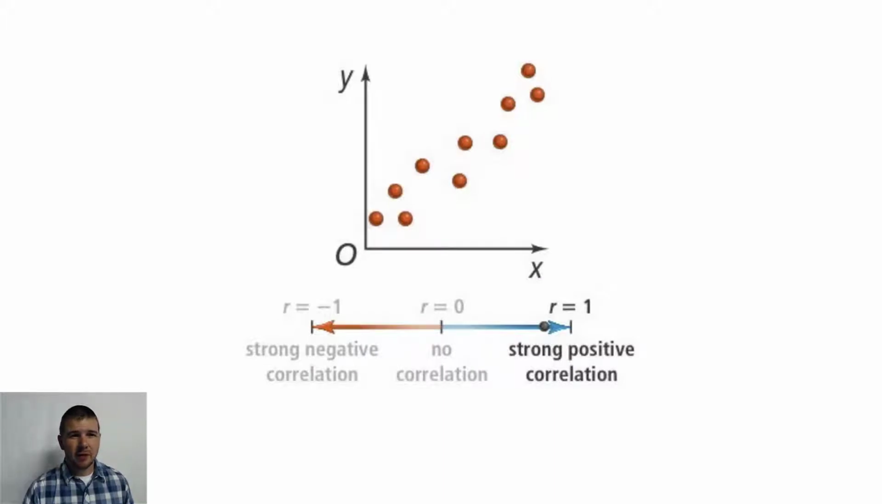In this case, we have a strong positive correlation. The points seem to cluster pretty tightly about some line we can imagine with a positive slope. This would mean an r value close to 1.